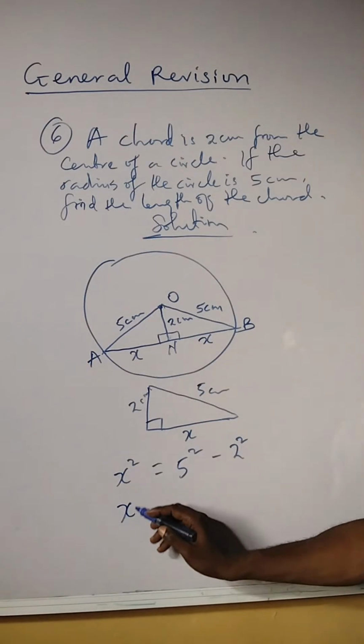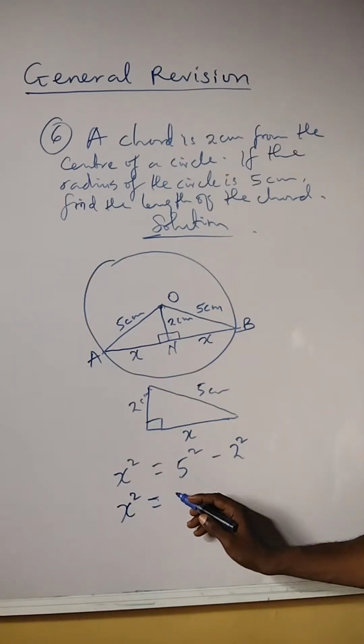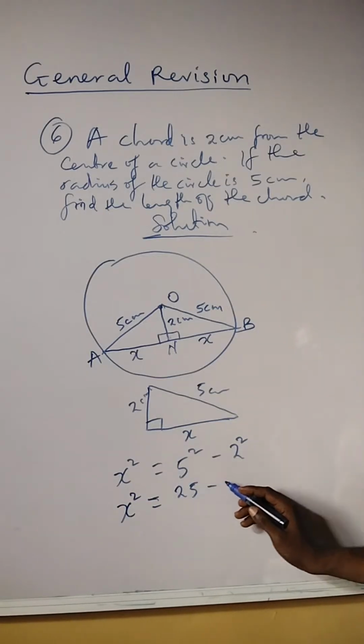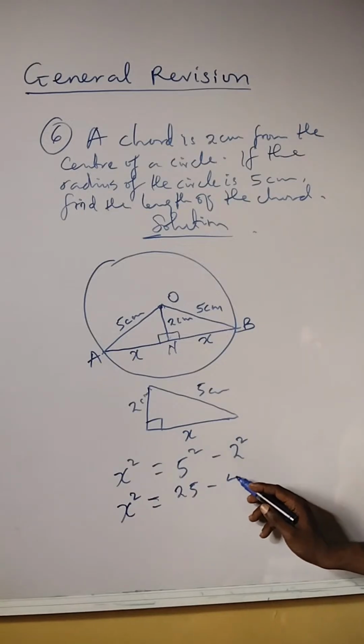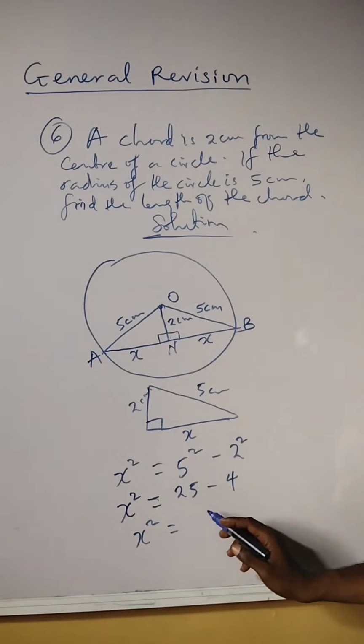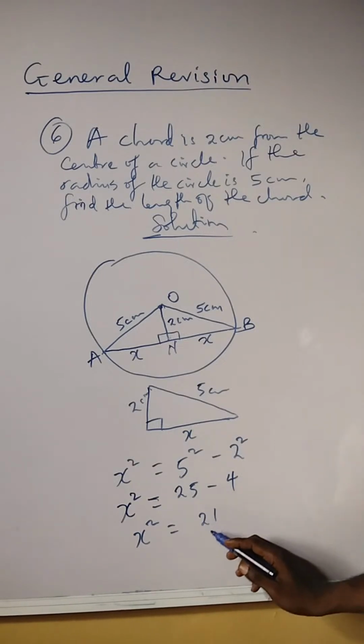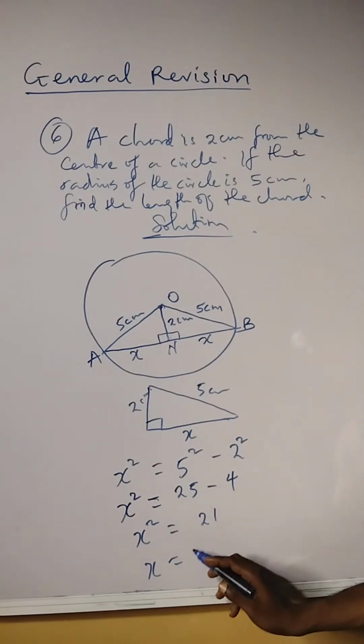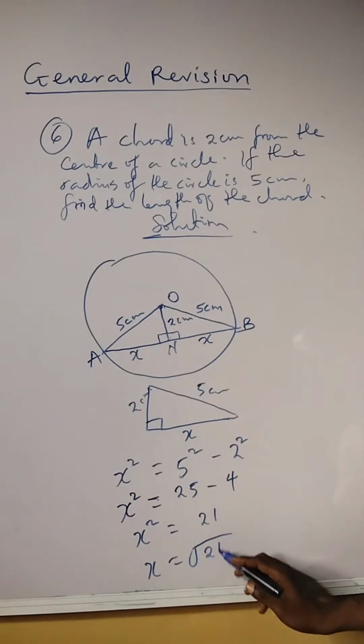And here we have x squared equals 5 squared, which is 25, minus 4 squared. 2 squared is 4. That means x squared equals 25 minus 4. That's 21. Square root both sides. You have x equals square root of 21.